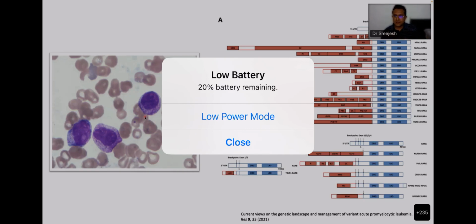When you see this kind of morphology, it's likely to be AML if the clinical scenario suggests, but it can be a variant RARA. It may show a variant RARA translocation. So this case was given to just show the difference between the classical promyelocytes and variant promyelocytes.